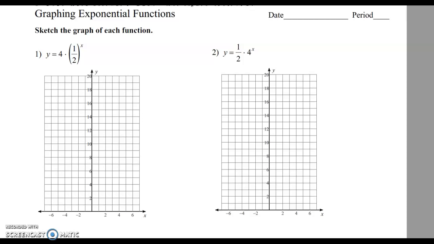Okay, this is still 7-6 about exponential functions. This is the graphing portion of it. So this is part B. We can remember our exponential function is of the form y equals a times b to the power of x. The big red flag that it's exponential is your unknown, your x, is your exponent.